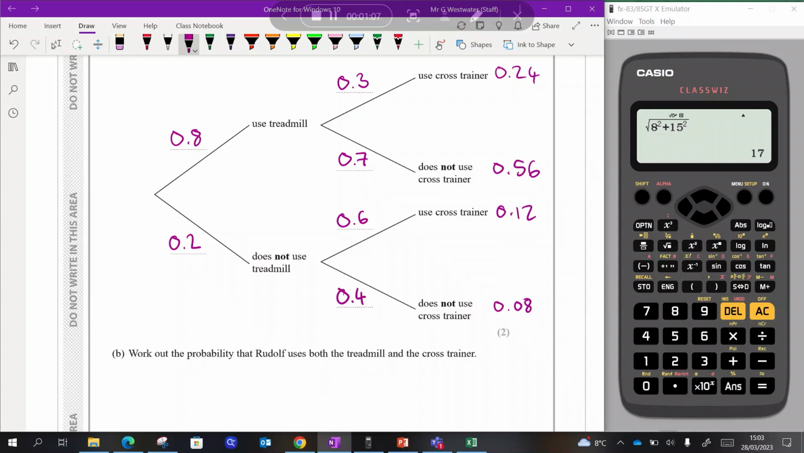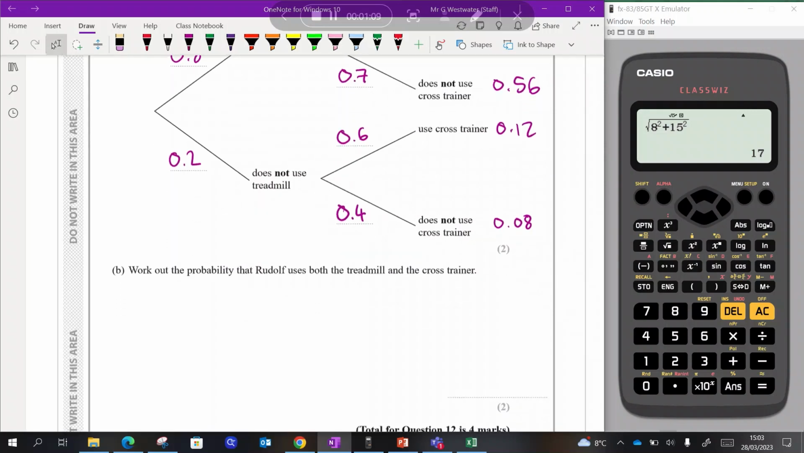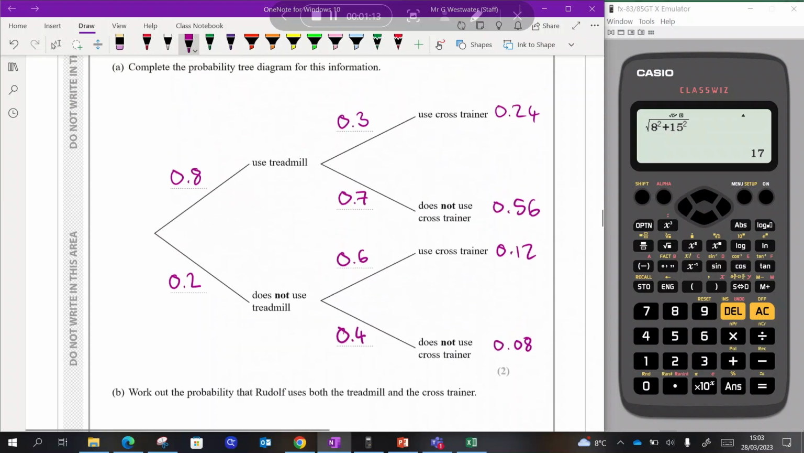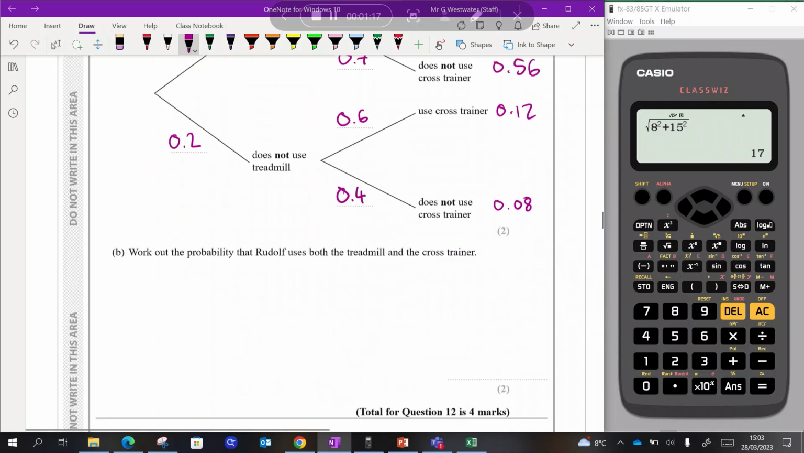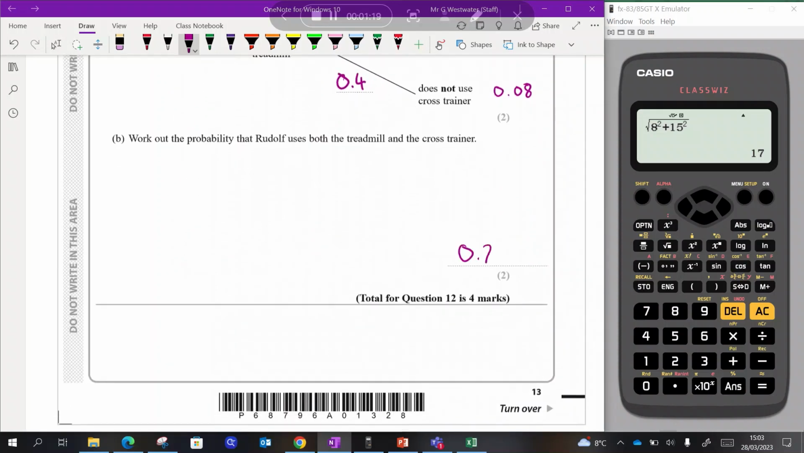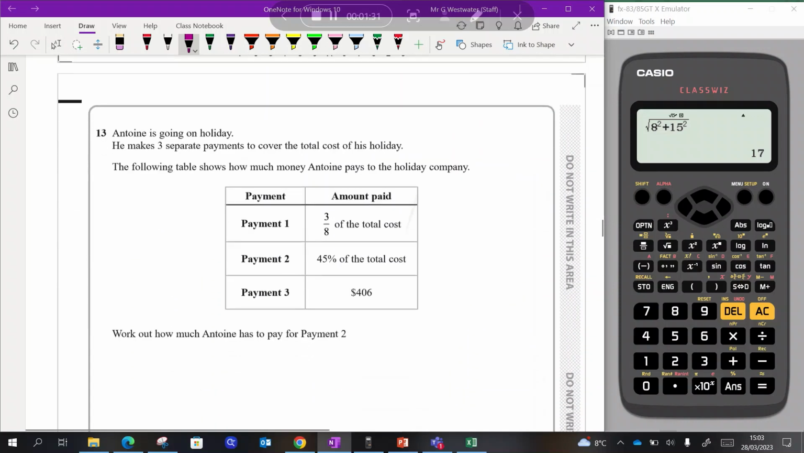Okay. Work out the probability that Rudolph uses both the treadmill and the cross trainer. So that's going to be just this top branch, this probability, 0.24. I'm just going to show my working here as well. 0.8 times 0.3 equals 0.24. Okay. On to question 13.